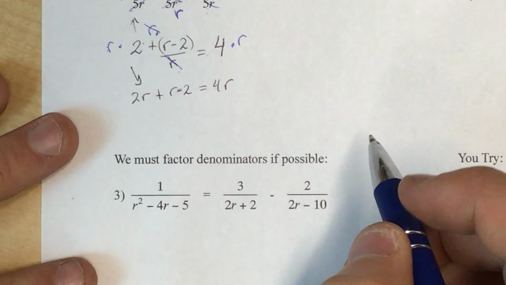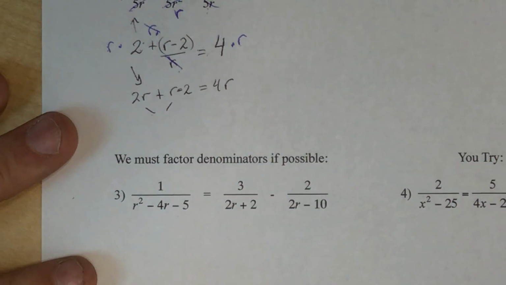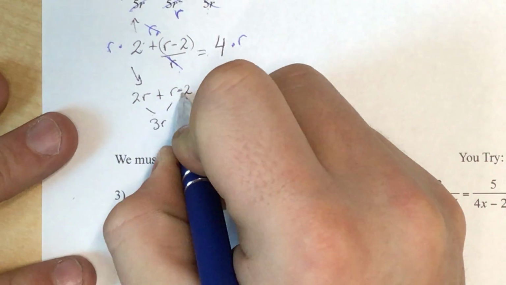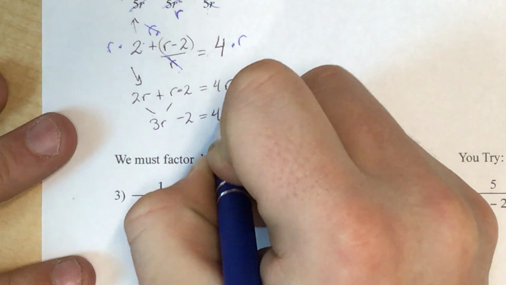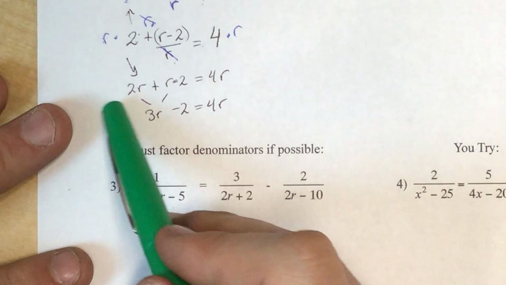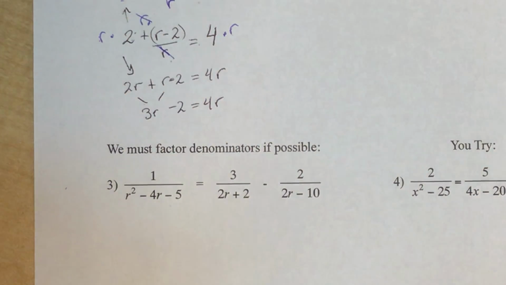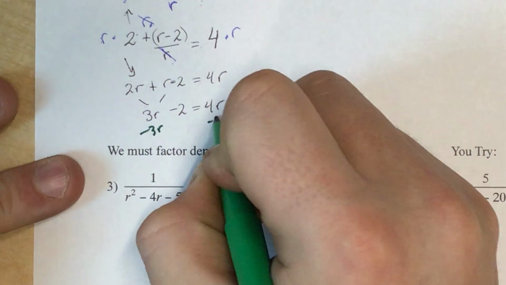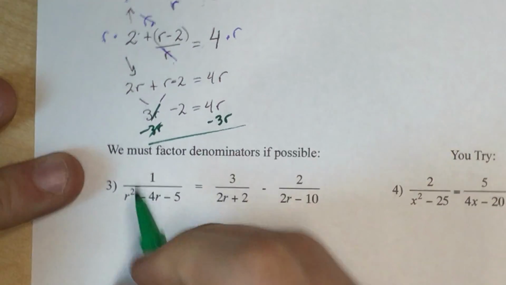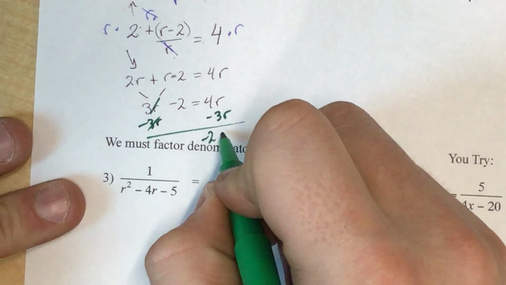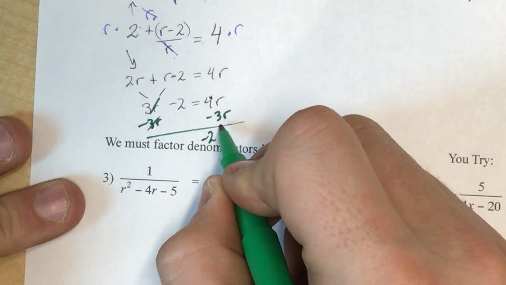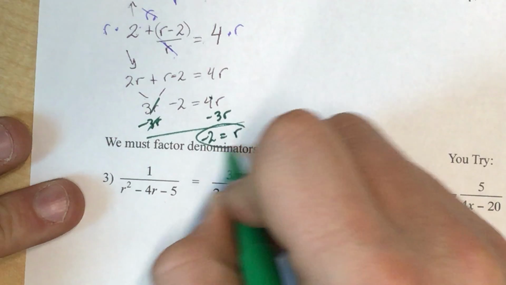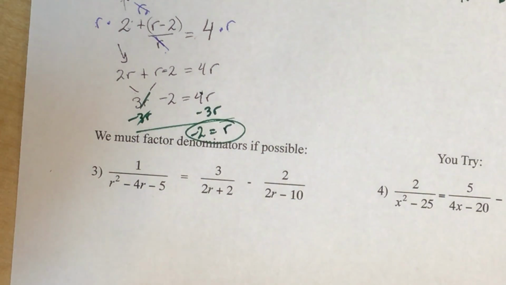From here, we can just solve the equation normally. 2r plus r is 3r. And then we have the minus 2 is equal to 4r. And then I'm going to move the 3r to the right side and subtract 3r. And the result is negative 2 is equal to 4r minus 3r is just 1r. So r is equal to negative 2.